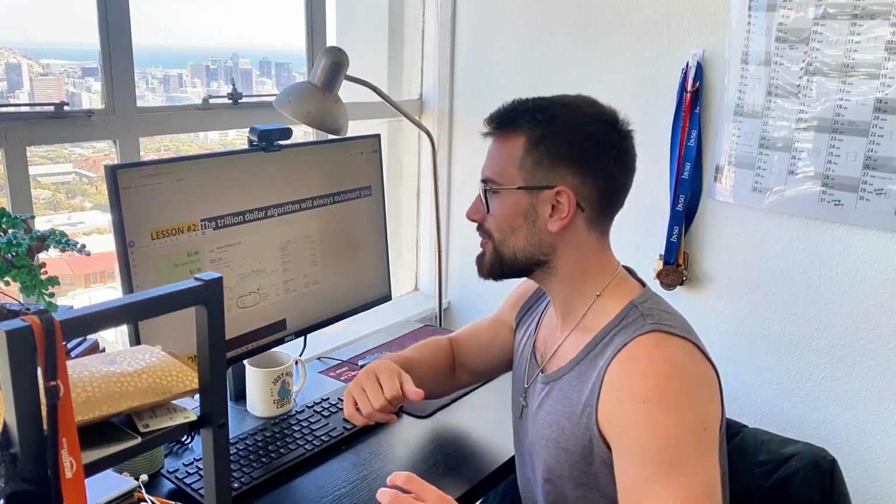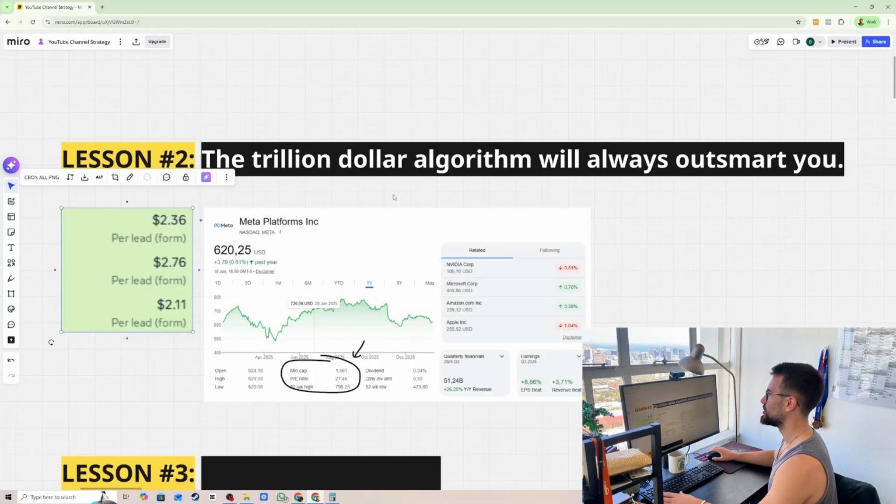It's brilliant. It's an amazing technology behind this $1 trillion company. And they make most of their revenue from advertisers. So they are fighting to get this right. So please do not think you are smarter than a $1 trillion algorithm.